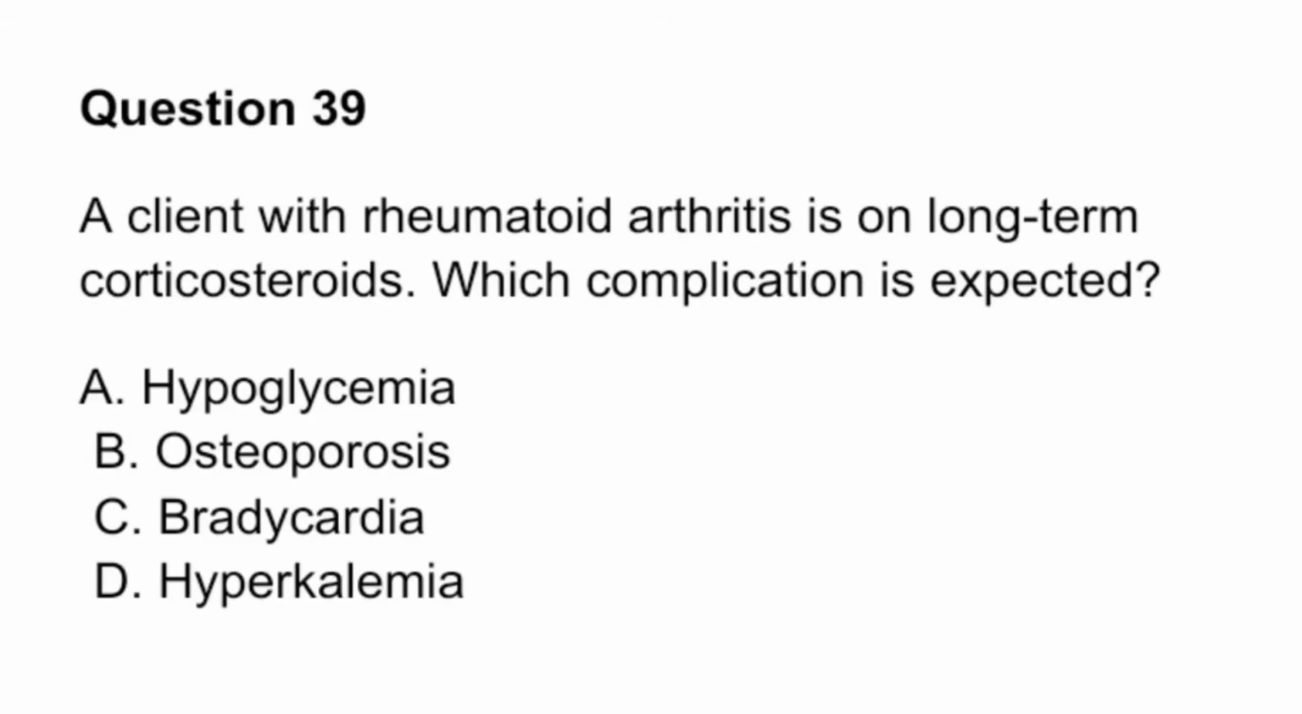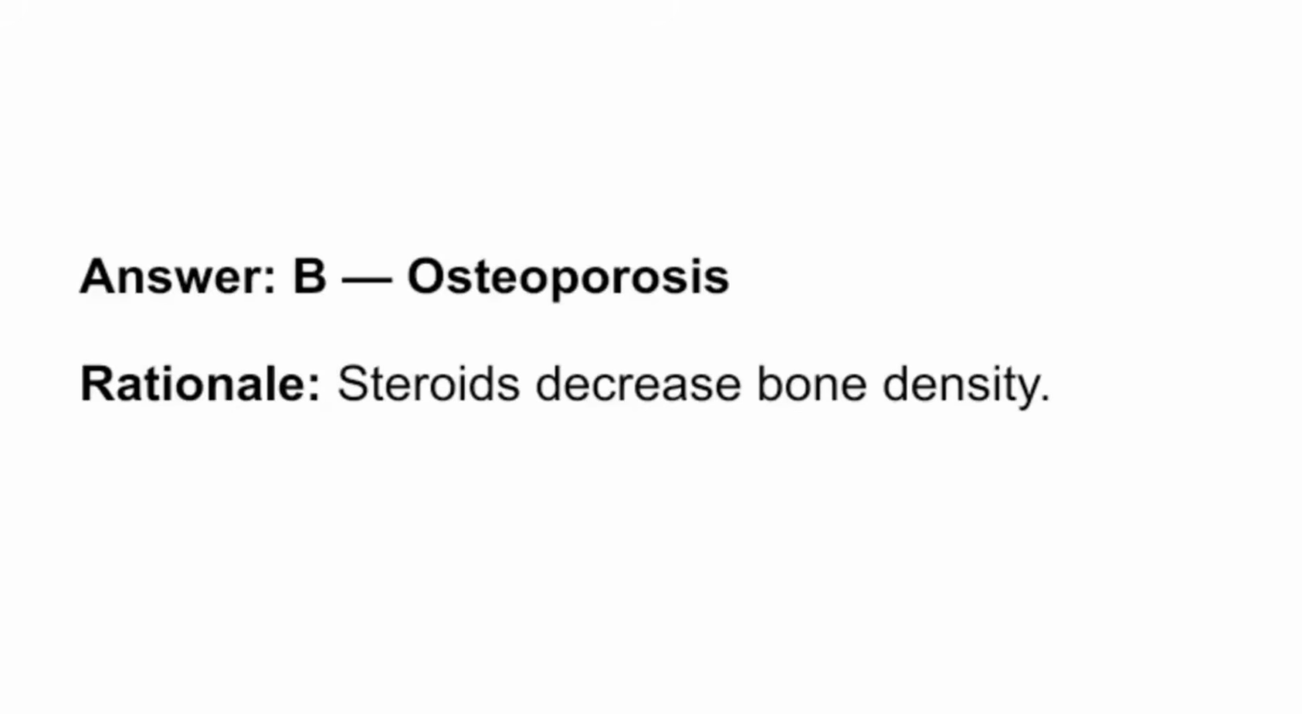Question 39. A client with rheumatoid arthritis is on long-term corticosteroids. Which complication is expected? A. Hypoglycemia. B. Osteoporosis. C. Bradycardia. D. Hyperkalemia. Answer: B. Osteoporosis. Rationale: steroids decrease bone density.